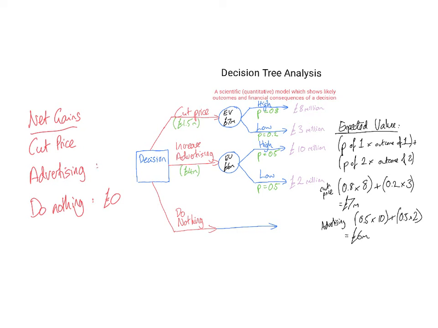For advertising, the expected value of the advertising outcomes was 6 million. I need to deduct from that the costs of making that decision, which give me the overall expected gain for advertising of 2 million. Cutting the prices, I take the expected value of 7 and I deduct the associated costs of making that decision, and that leaves me with a net gain of 5.5 million. And looking at this, it becomes quite clear that cutting the price is the preferred option here, because it's the option which results in the highest net gain based on the values that I've used here.